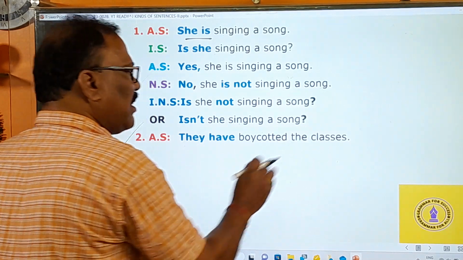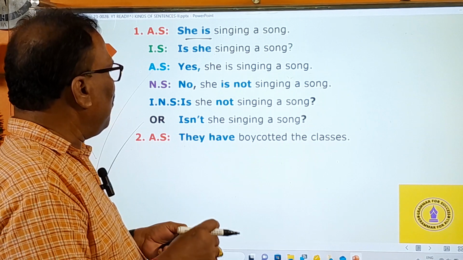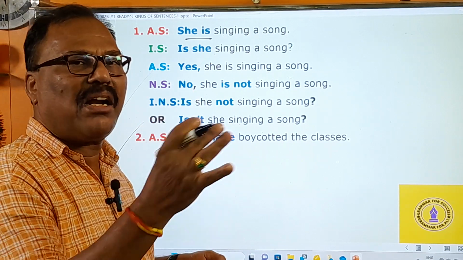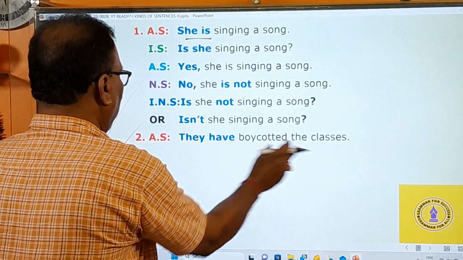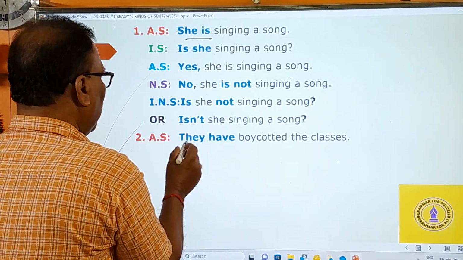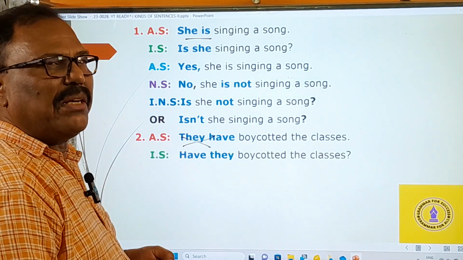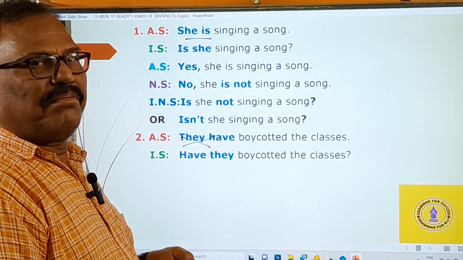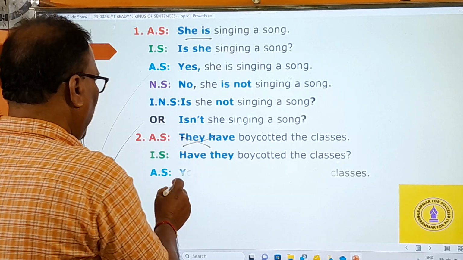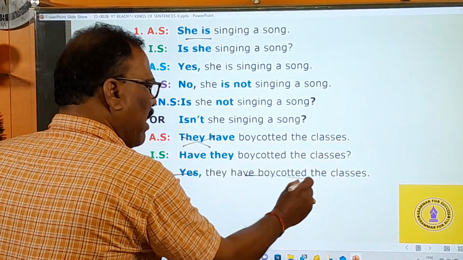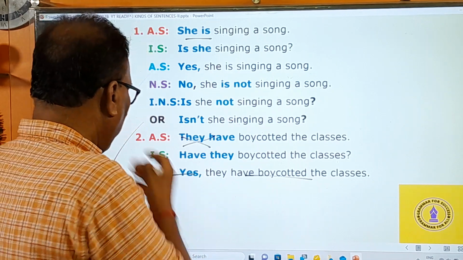They have boycotted the classes. In Hindi, it would be something like, they have boycotted the classes. Okay, they have boycotted the classes. Okay, and make a question. How can you turn it into the question? Have they boycotted? Have they boycotted the classes? If it is true, yes, they have boycotted the classes.